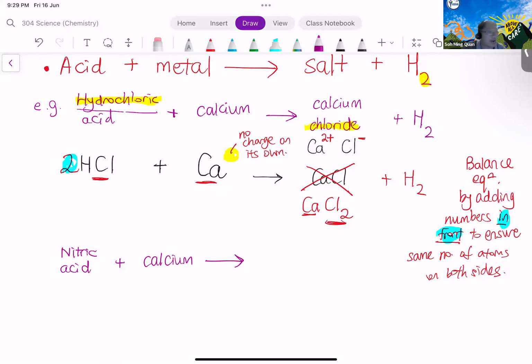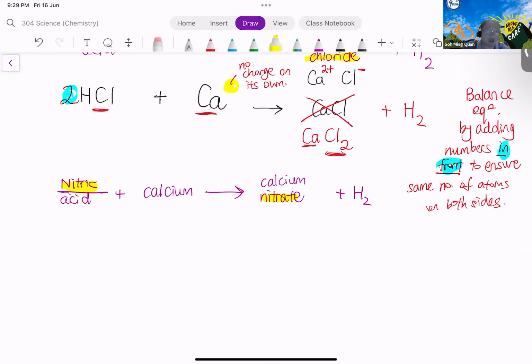So again, you recall the salt's name starts with the metal, calcium. The second part of the salt's name comes from the acid. I had used nitric acid. So my salt's name ends with nitrate. So my salt is calcium nitrate. Okay? So once you have established the salt's name, you know what is the product, then you continue. You must get this step correct. If you don't know why it's calcium nitrate, then you will need to revise. Revise how to name a salt. Okay?